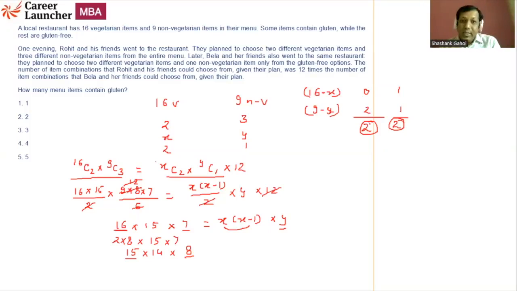And the thing is, in this question, it says some items contain gluten. That does not mean that some vegetarian items or some non-vegetarian items contain gluten. It says out of 25 items, few items contain gluten. There is no bifurcation of veg and non-veg. So how many items contain gluten? That's going to be 2. So the answer of this question is going to be option 2.